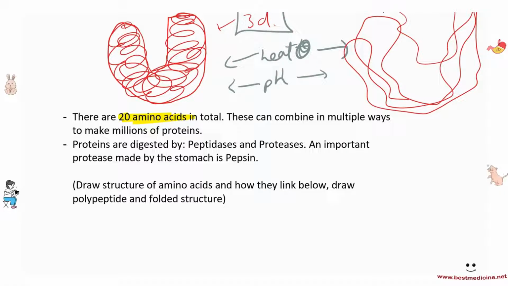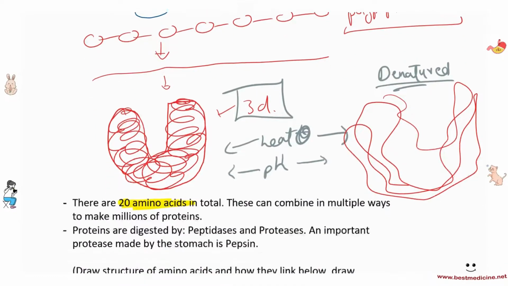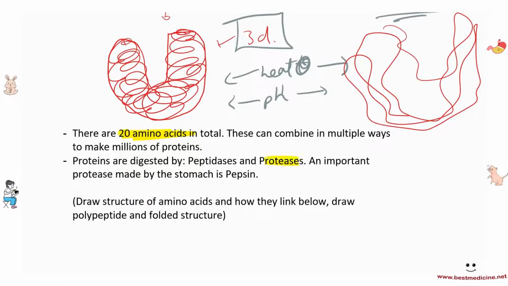Proteins are digested by enzymes that break these bonds, the peptide bonds. So likewise, just like for lipids, we had enzymes called lipases, right? And for maltose, we had maltase, right? For carbohydrates, we had carbohydrases. Similarly, for proteins, we have proteases, and the ones that break peptide bonds, peptidases, right? Proteases, peptidases. An important protein is made by the stomach. It's called pepsin. Pepsin is a protein that is made by the stomach.